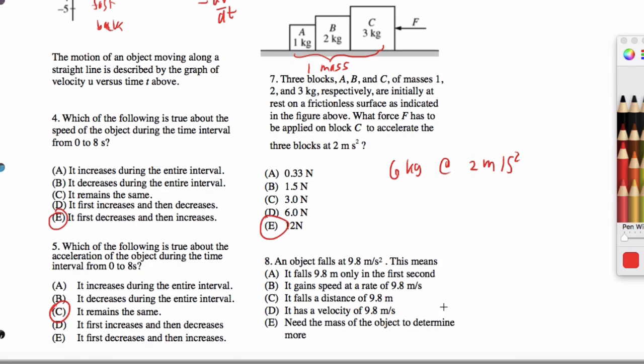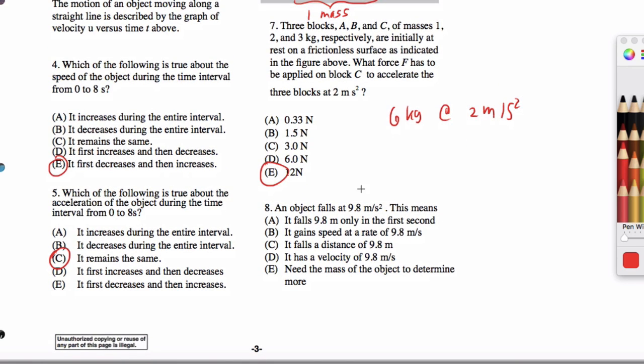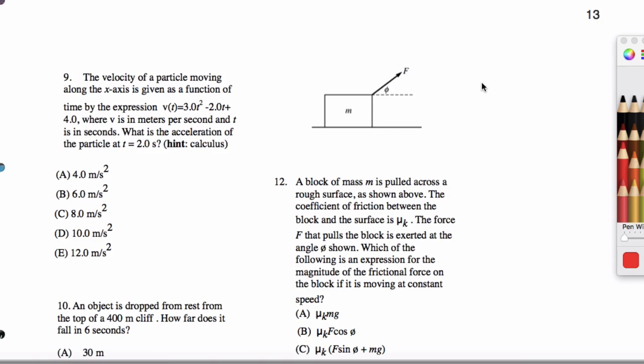An object falls at 9.8 meters per second squared. No. It doesn't fall only 4.9. By the way, it actually falls 4.9 meters in the first second. You can prove that. 1/2 times 10 times 1, which is 5. So that rules out A. Gains, falls at 9.8 meters? No, it doesn't. Well, I just said that. Okay. It has a velocity of 9.8 meters per second? No. Maybe an instantaneous after 1 second. No, we don't need the mass. So it actually gains speed at a rate of 9.8 meters per second. That's what acceleration means in this sense.